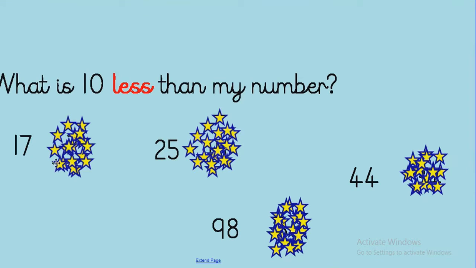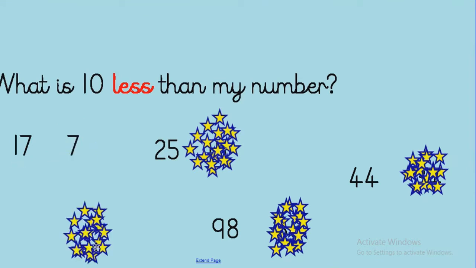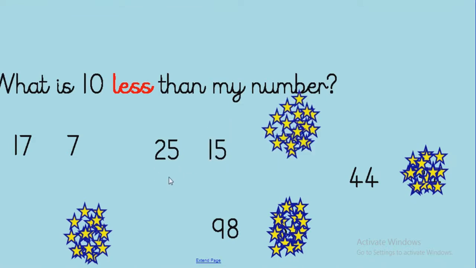This time, what is 10 less than my number? Here we go. 10 less than 17. 7. Remember, I've taken away the 10 this time. 10 less than 25. Yes, I had 2 tens, now I've got 1 ten for 15.